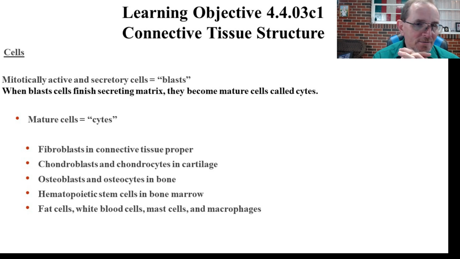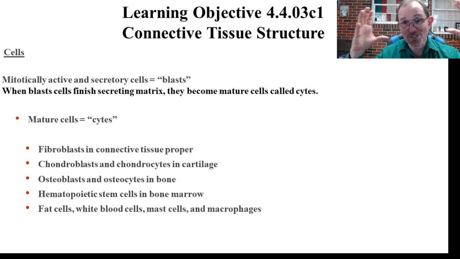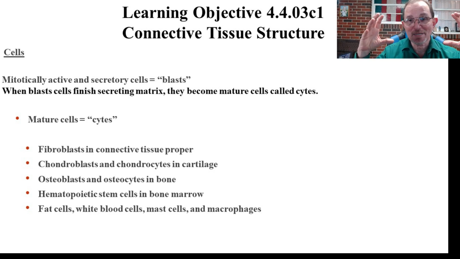In the bone, well, let's see. Oh, well, they got it down here. Fibroblasts in connective tissue proper make fibers, and they pretty much will always stay blasts. You have chondroblasts in cartilage. They make the fibers for the cartilage, and once they're finished, once they're surrounded, they're kind of like painted into a corner, then they change into a chondrocyte.